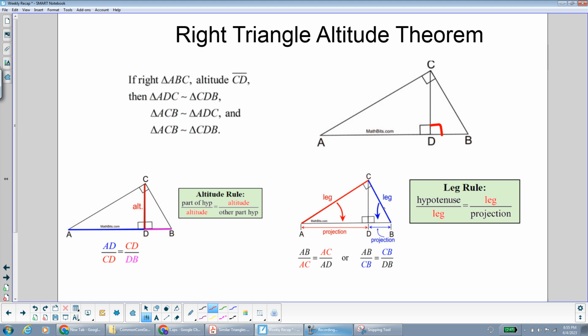If you were focusing on the other leg, all would be the same, except you would be using this leg in these two spots. And for the projection, you would be using DB, because that's the part of the hypotenuse directly below this leg.